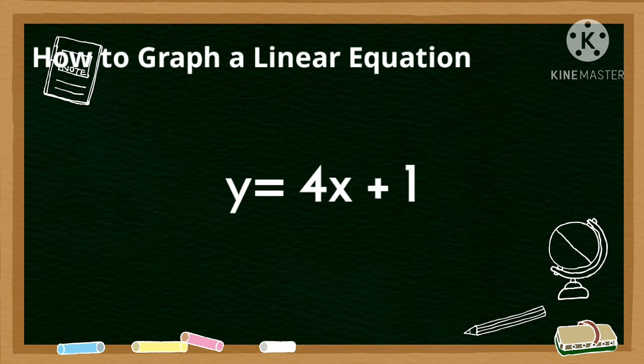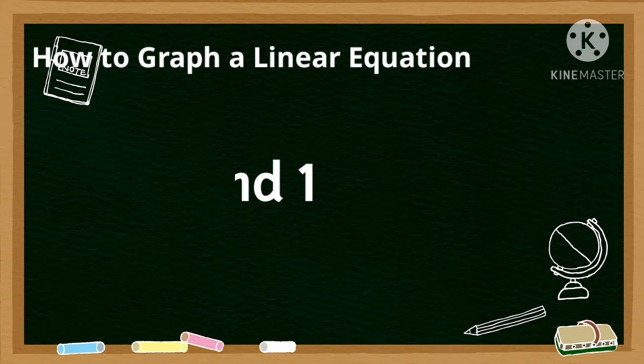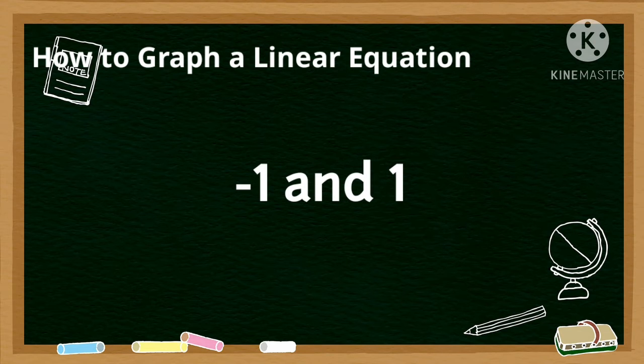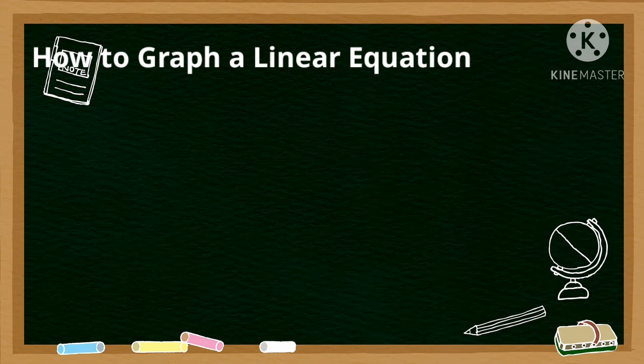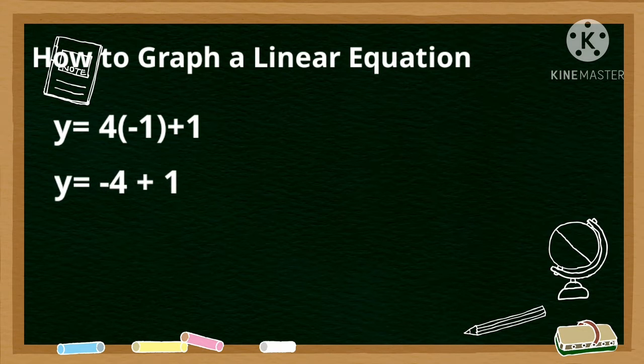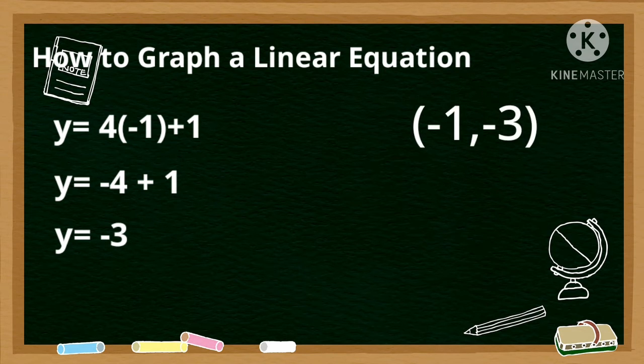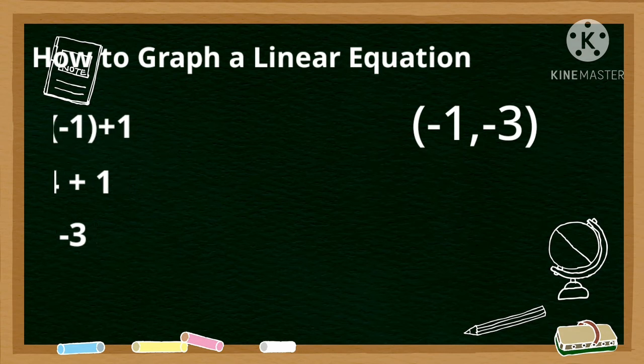To graph this equation in a rectangular coordinate system, we need to find 2 numbers for our x values. For this problem, we'll be using -1 and 1. For our first set of coordinates, we replace x with -1 and solve the equation from there. 4 times -1 is -4, plus 1 is -3. Now we have our first coordinate, which is -1 and -3.